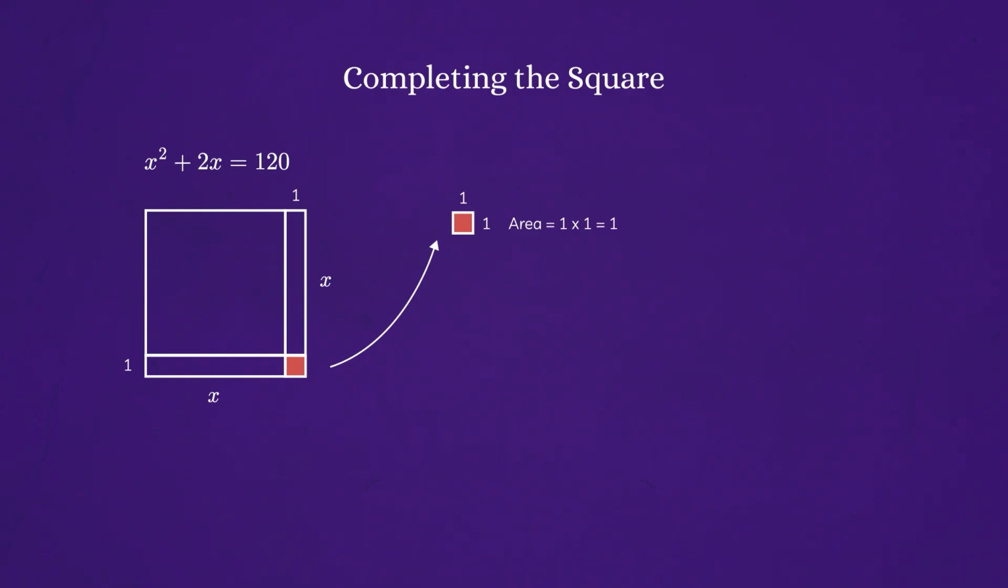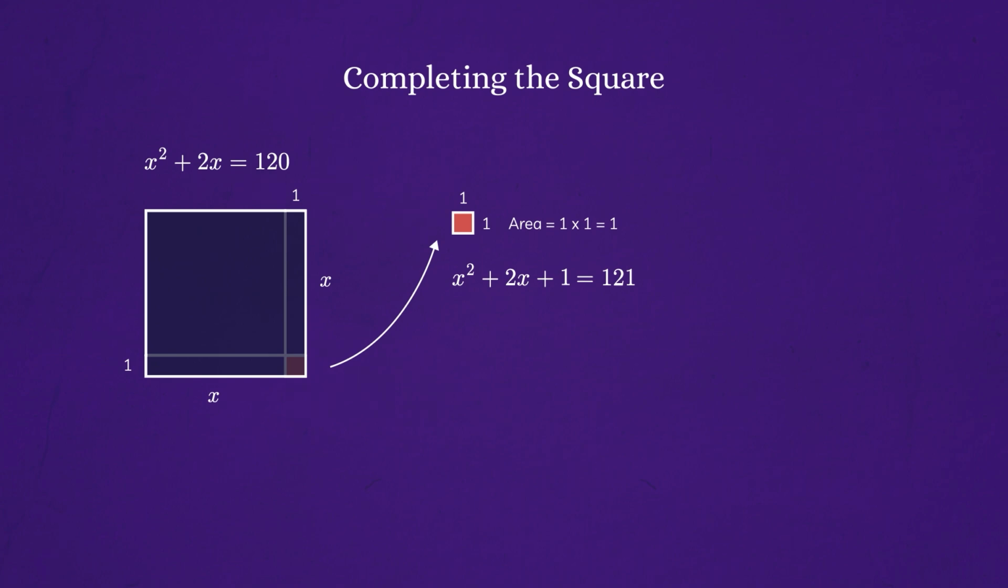By adding an area of 1, they had literally completed the square. But remember, an equation must be balanced. If we add 1 to the left side, we must also add 1 to the right. So the right side, which was 120, becomes 121. Now look what we have. On one hand, a perfect completed square. On the other, we know its total area is 121.